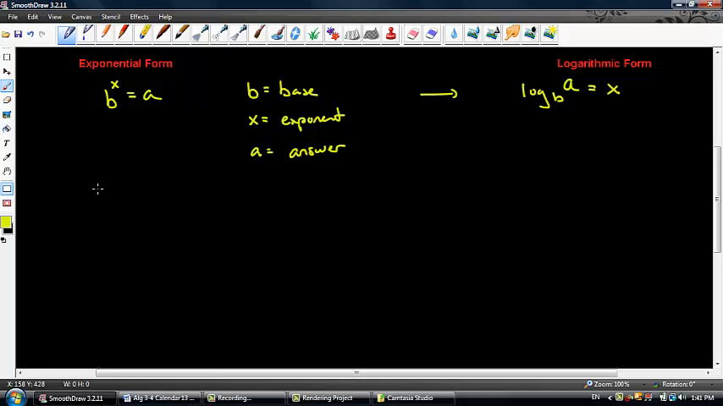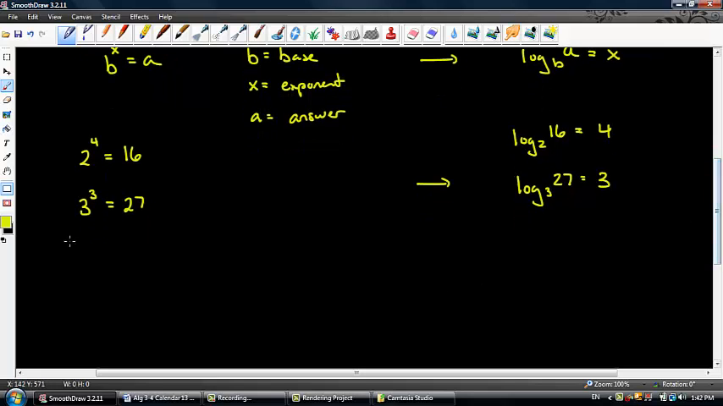into logarithmic form. So if I said something like 2 to the 4th power equals 16, the base is 2, so it's going to be log base 2 of the answer, which is 16, equals 4. Again, base, answer, exponent. Let's do another one. If I say 3 to the 3rd equals 27, then I'm going to say log base 3 of 27 equals 3.